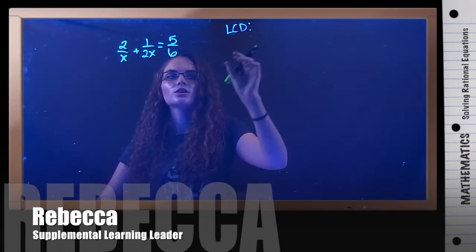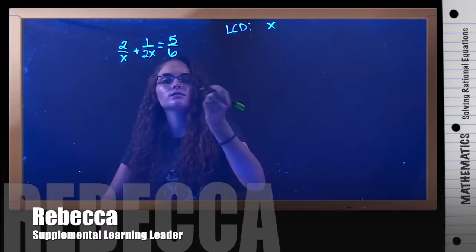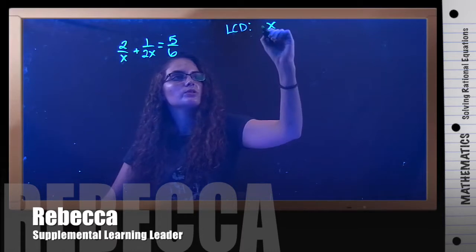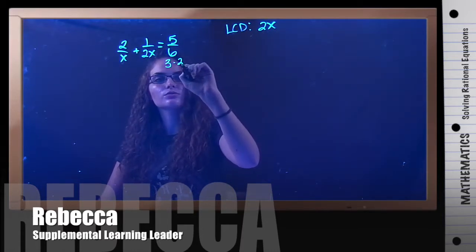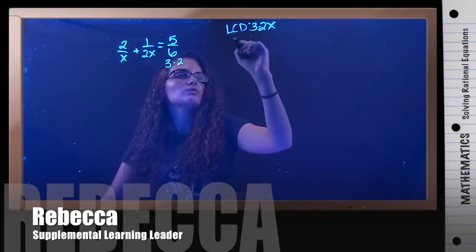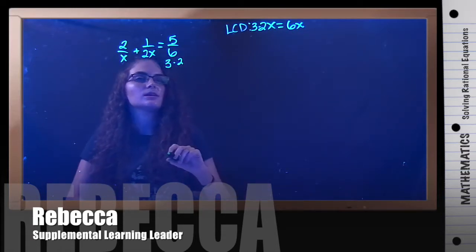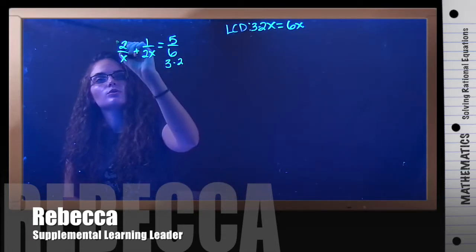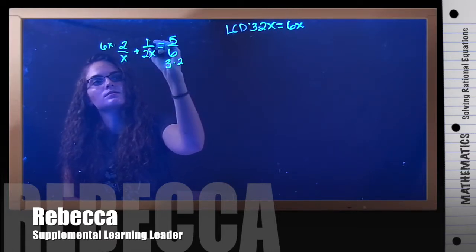equation. So if we look at all the denominators, this one has an x, so we know we're going to need an x. This one has a 2, so we know we're going to need a 2. And 6 consists of 3 and 2, so we also need a 3. So if we multiply all that out, we get 6x. So our least common denominator is 6x. So we're just going to multiply all the numerators by 6x.